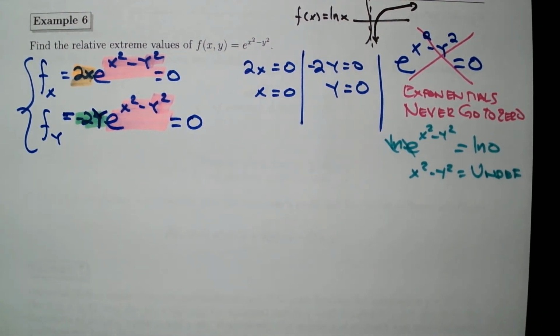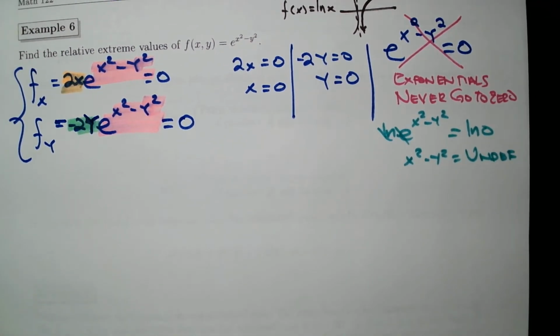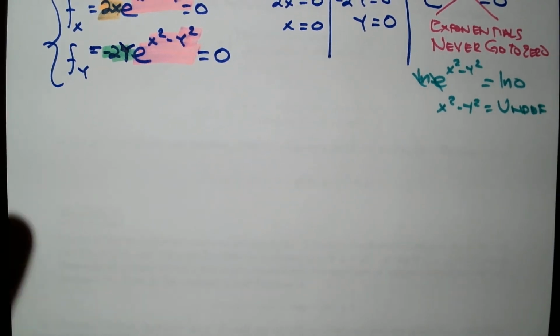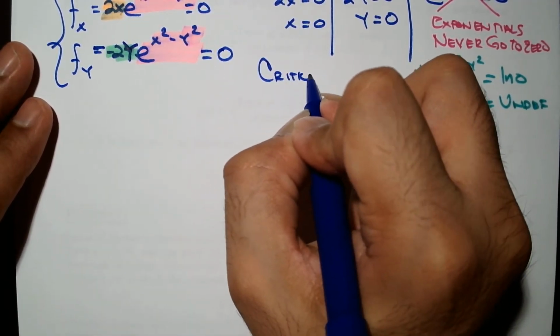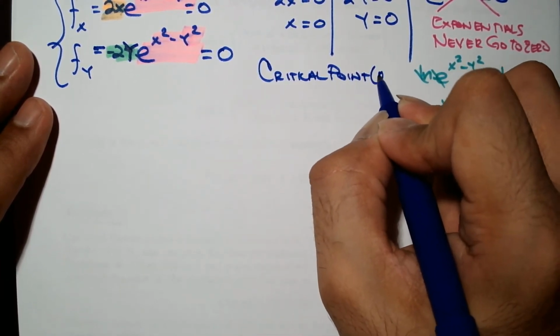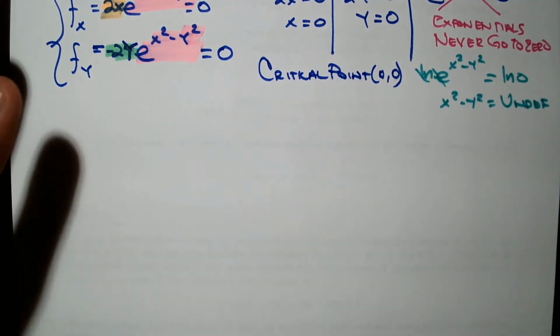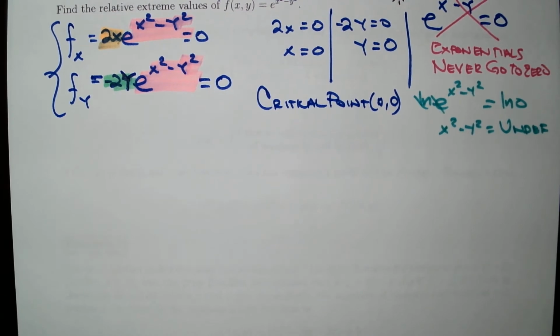Alright, so in this case, the critical point is going to be no other than the origin, (0, 0). Alright, so now that we know the critical point, we need to test. We need to use the D-test, which involves second partial derivatives.